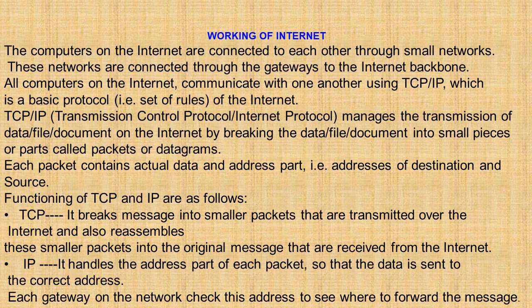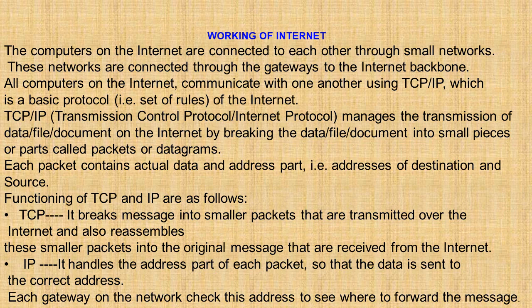Next, what is the working of internet? How internet works? See, as we know, computers on the internet are connected to each other through small networks, and these networks are connected through the gateway to the internet backbone. Now, all the computers on the internet communicate with each other by using a protocol that is TCP/IP, Basic Communication Protocol. What is the task of this TCP/IP? See, why we are calling it a basic communication protocol?